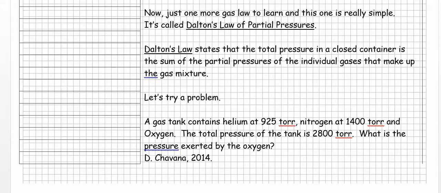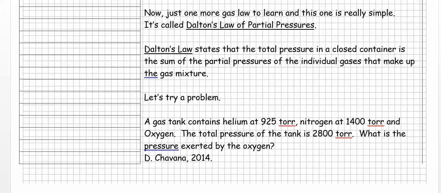I mean, incredibly easy. So here's what Dalton's law says about partial pressures. First of all, let me explain partial pressures. What we mean by partial pressures is we often have a mixture of gases, right? And what Dalton said was that in a mixture of gases, the total pressure is going to be the sum of the pressures of the individual gases.